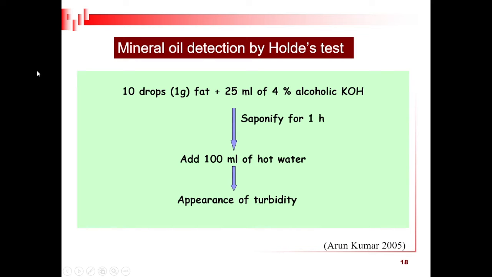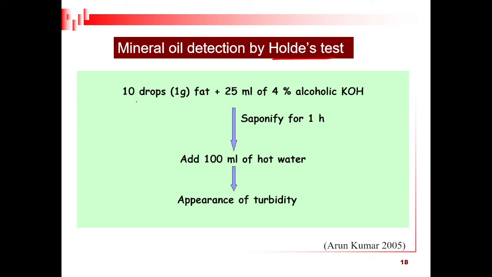Then another test is there to detect mineral oil, the Holland test. I told you that mineral oil, even non-edible mineral oil, can be added to ghee by unscrupulous traders in order to make a profit. Mineral oil, when added to ghee, is not at all saponifiable. So if we add water after saponification and turbidity appears, then we say that mineral oil has been added to the ghee.